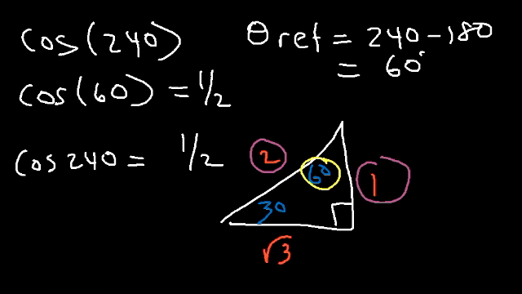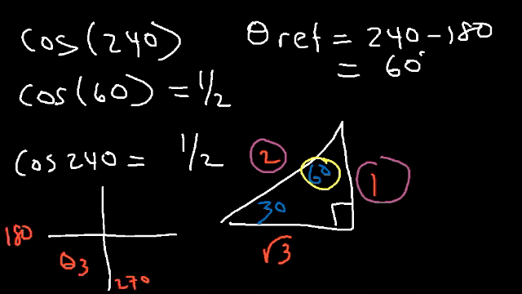But we got to figure out, is it positive or negative? So 240, we know it's in quadrant 3 because that's between 180 and 270. So cosine, which is associated with x, is it positive or negative in quadrant 3? Well, quadrant 3 is to the left. As you go to the left on the x-axis, it's negative. So therefore, cosine 240 is negative 1/2. And so that's the answer for that problem.